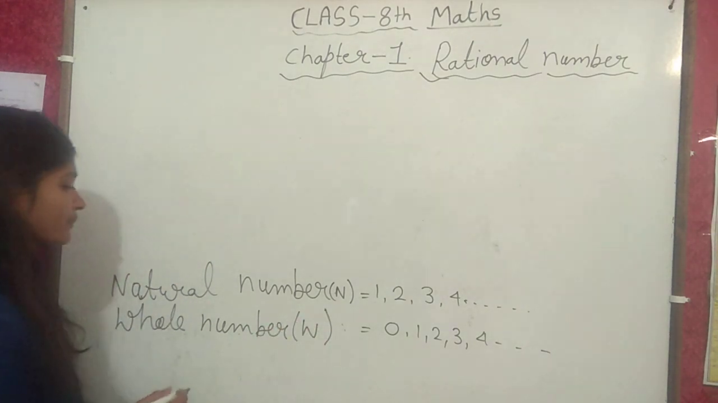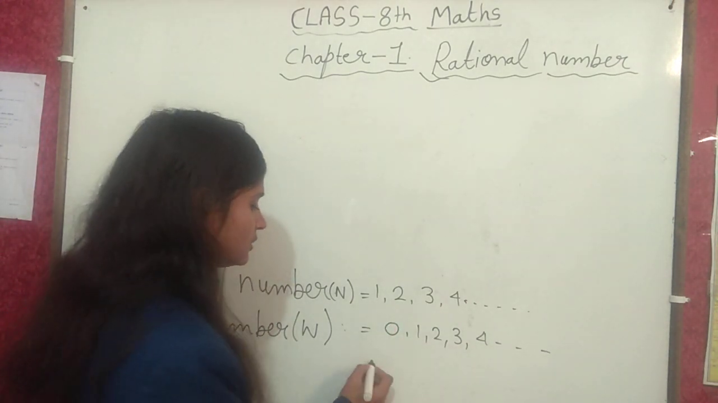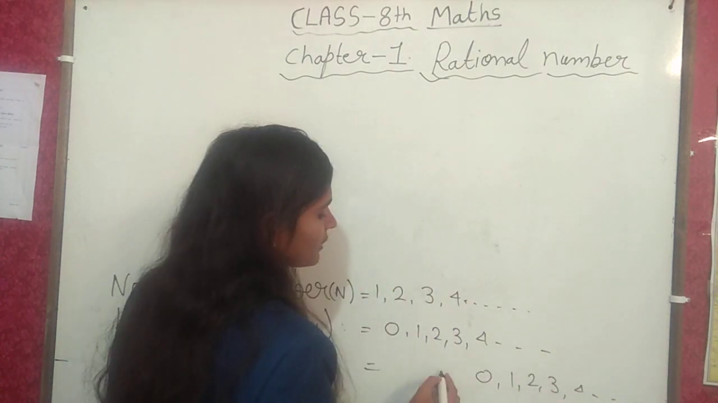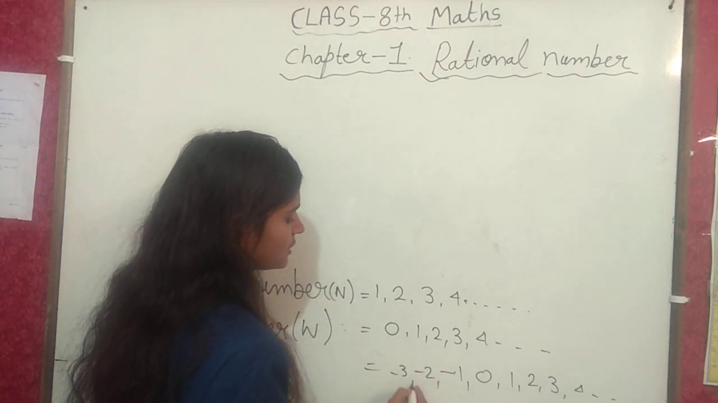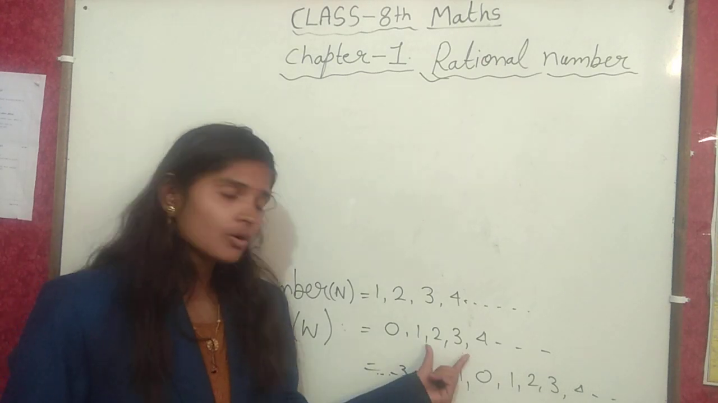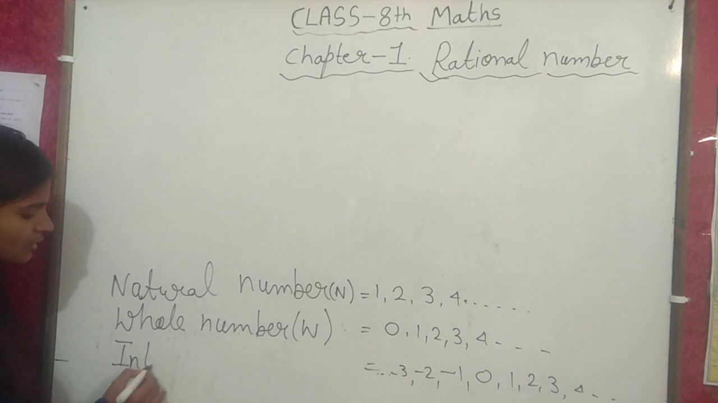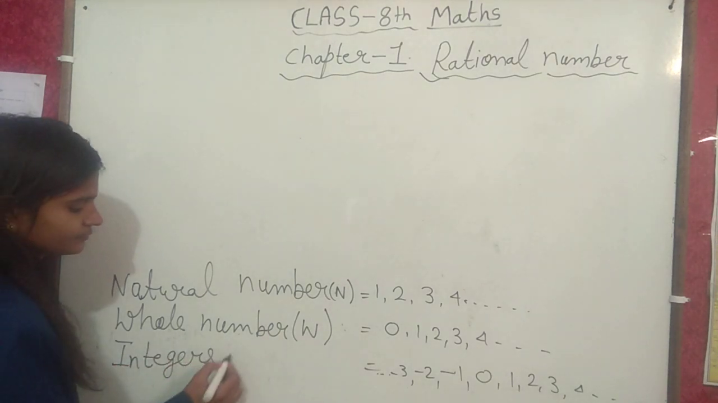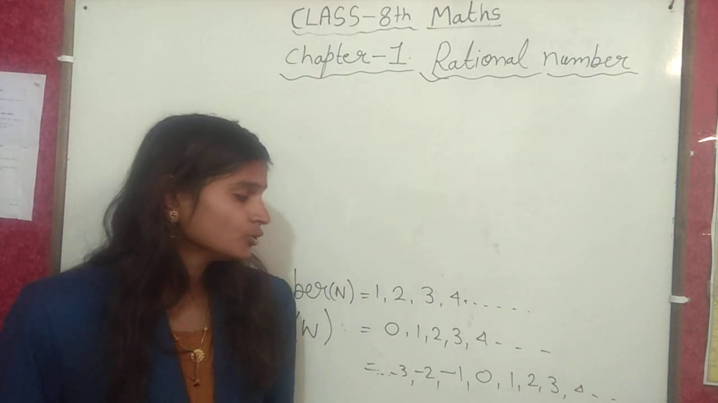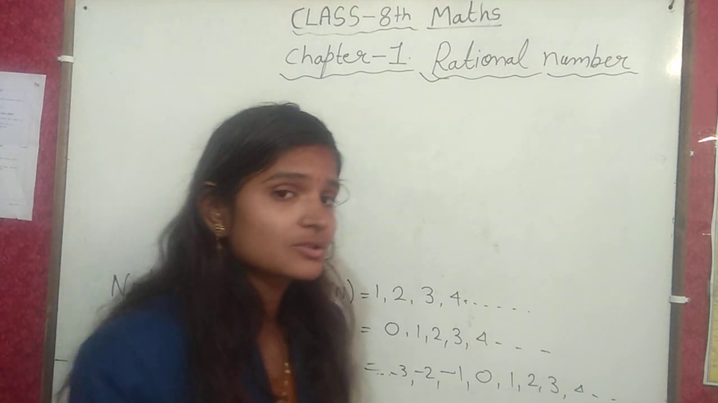And when you include the negative numbers also in the whole numbers, just like 1, 2, 3, 4, and the negative numbers -1, -2, -3, when you include the negative numbers also in the whole numbers, you will get the integers. Integers are denoted by Z. I think you studied this type of numbers in the previous classes. So this is called the number system.